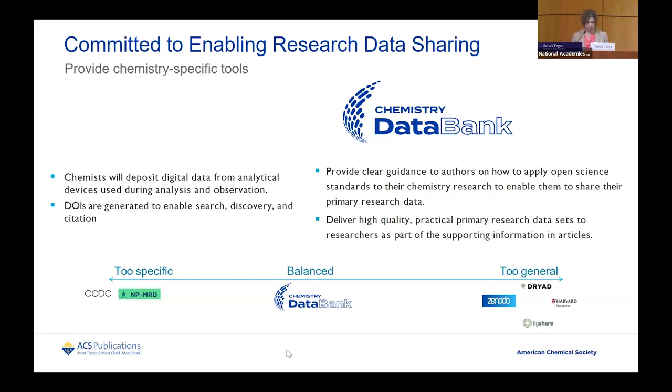On the other side of the equation, Chemistry Data Bank will deliver high quality, practical primary research data sets to chemistry researchers as part of the supporting information in published journal articles. And for us, this means that they're going to have a DOI as well. So getting at that requirement for persistent identifiers, we fully agree that the infrastructure of publishing, DOIs, PIDs, ORCIDs, all of which have been funded by the publishing industry, are important components for findability, accessibility, reusability.